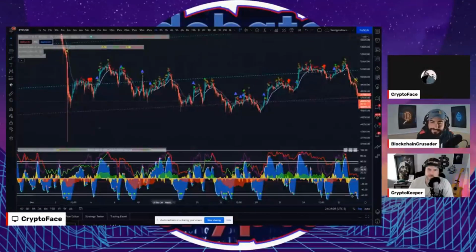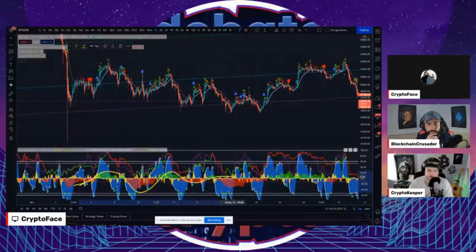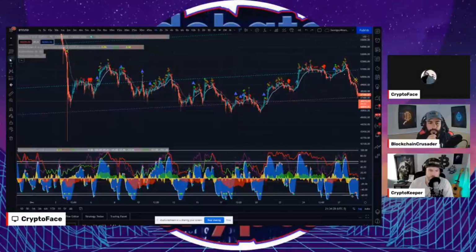Number one, and these aren't organized in importance, but start with these waves down here. This red and green wave oscillator on the bottom. This is a heavily modified money flow oscillator indicator. And what it tracks is money coming in or money moving out.